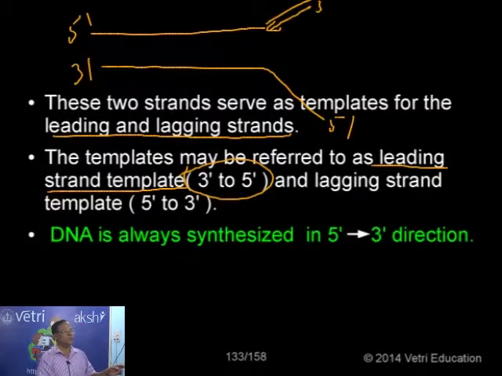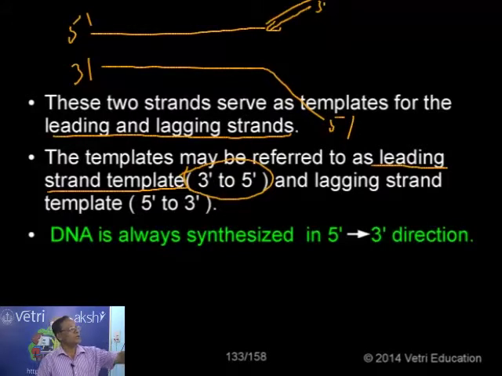The template which synthesizes the strand continuously gives the leading strand. The template for this one is called the 3' to 5' strand template, starting with 3' and ending with 5'. Here the DNA is being synthesized continuously. So the template may be referred to as a leading strand template, the one responsible for the continuous synthesis of a strand, and it normally runs in the direction of 3' to 5'.